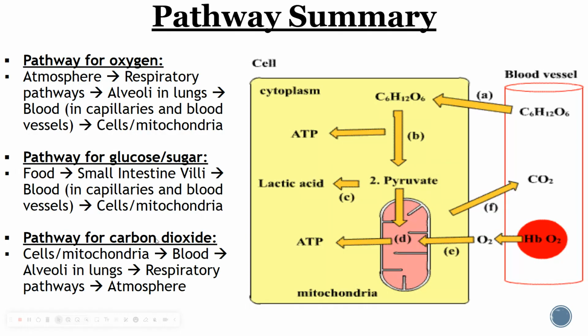Whereas for carbon dioxide, it's sort of the opposite. The cells and mitochondria produce the carbon dioxide. It's released into the blood, which delivers it to the alveoli in the lungs, and then it uses respiratory pathways sort of backwards, in reverse, to exit into the atmosphere. So that is how cellular respiration is connected to the systems that we discussed. It's connected to other systems as well, but we want to really focus on these three systems here.